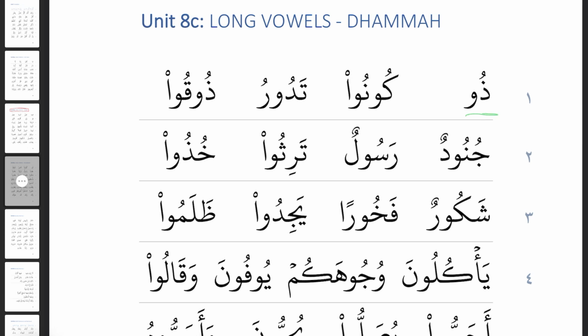And if you look here on line 1 at the first example, it's important to note that the Dhamma on the dhal is followed by a wow, and this wow has no vowel on it, no sukoon on it, it's empty in that sense. So the wow actually all it does is it pulls the Dhamma noise for a 2 count stretch. So this becomes dhu. So the dhu noise, which was the dhal with the Dhamma, elongated itself, it stretched itself. Because of this wow, you got dhu, 2 count stretch.